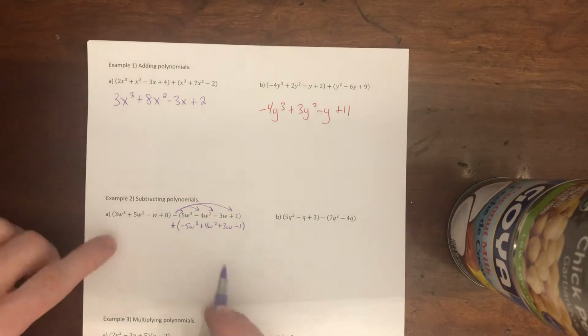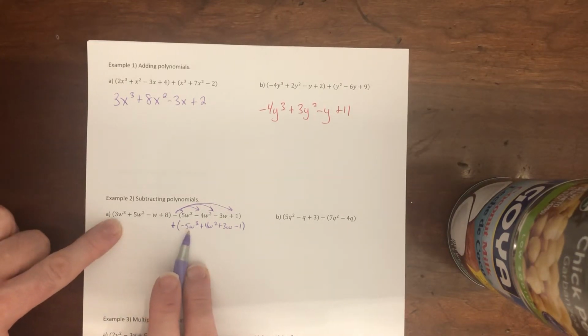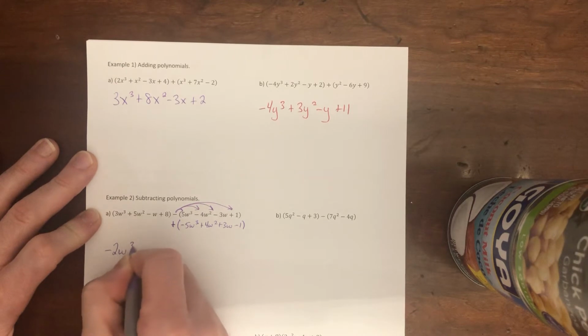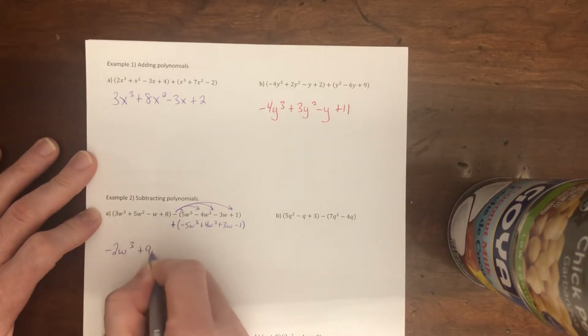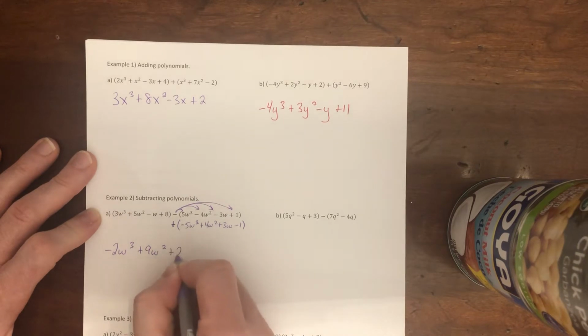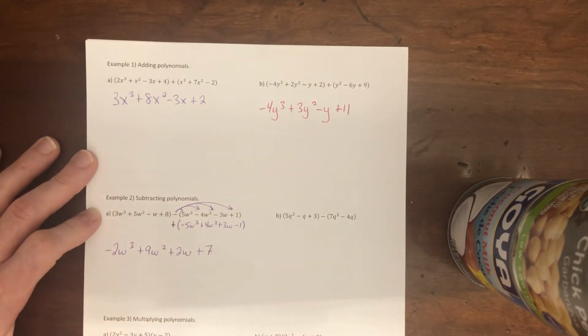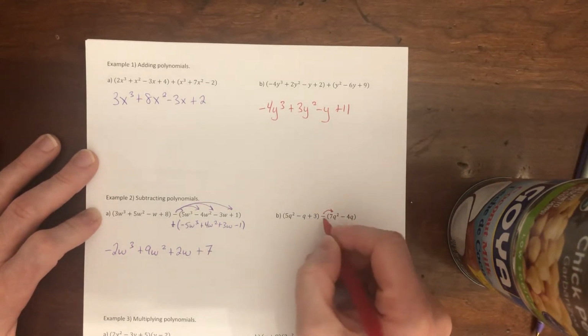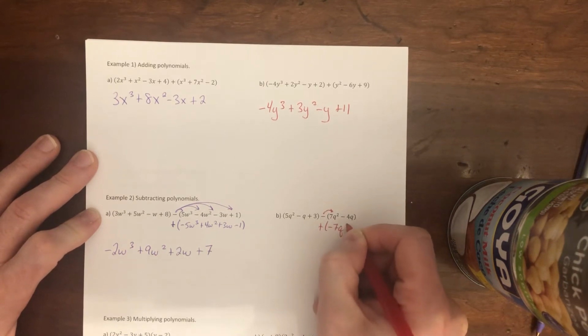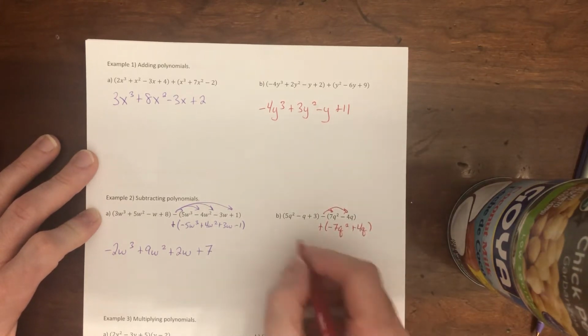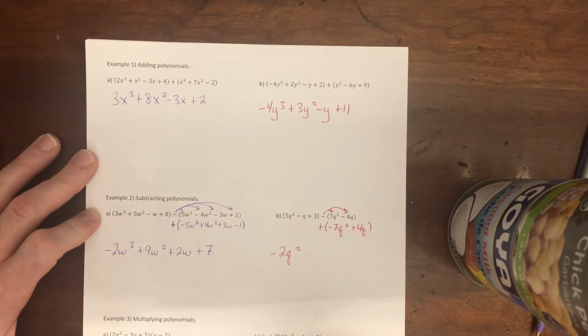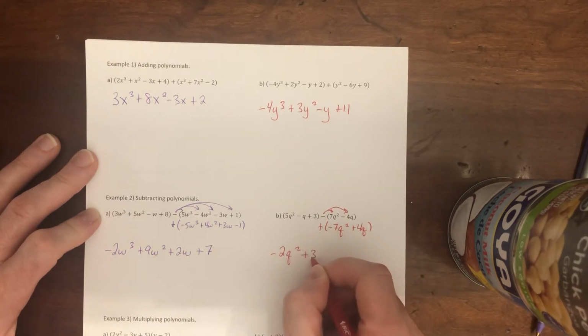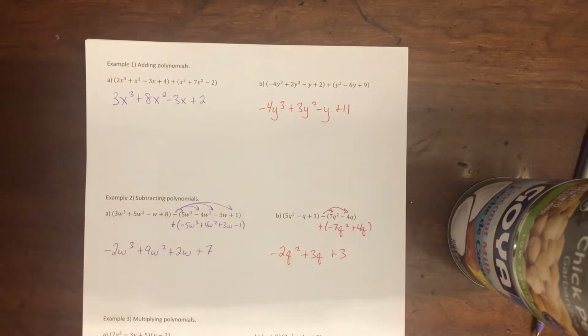Then we just combine our like terms. So our w's to the third will give us negative 2w to the third plus 9w squared plus 2w plus 7. Okay. Same thing with the second one. If I distribute this negative, that'll turn to negative 7q squared plus 4q. We combine our like terms: negative 2q squared plus 3q plus 3.